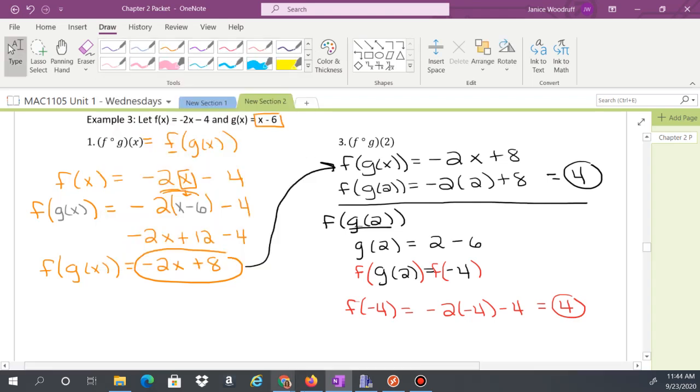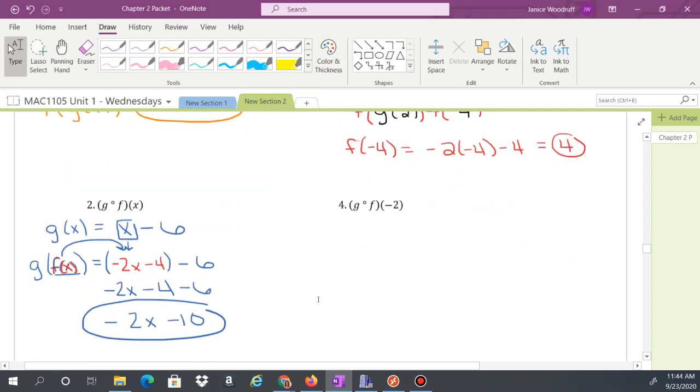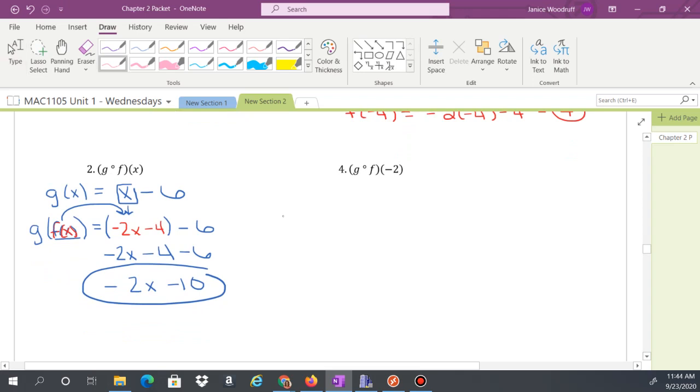All right, we got one more example down here, I think. So g of f of -2. Again, we already did g of f of x. So we can take this, we can say g of f of x is -2x minus 10. So if we plug -2 in, 2 times -2 minus 10. So -2 times -2 is 4. That's going to give us a -6.